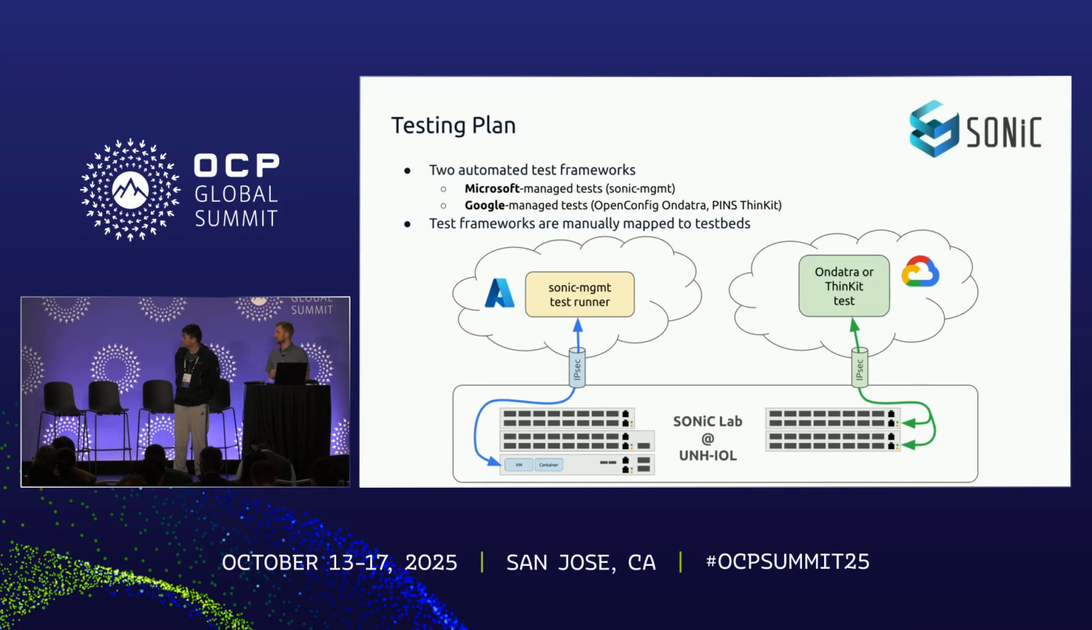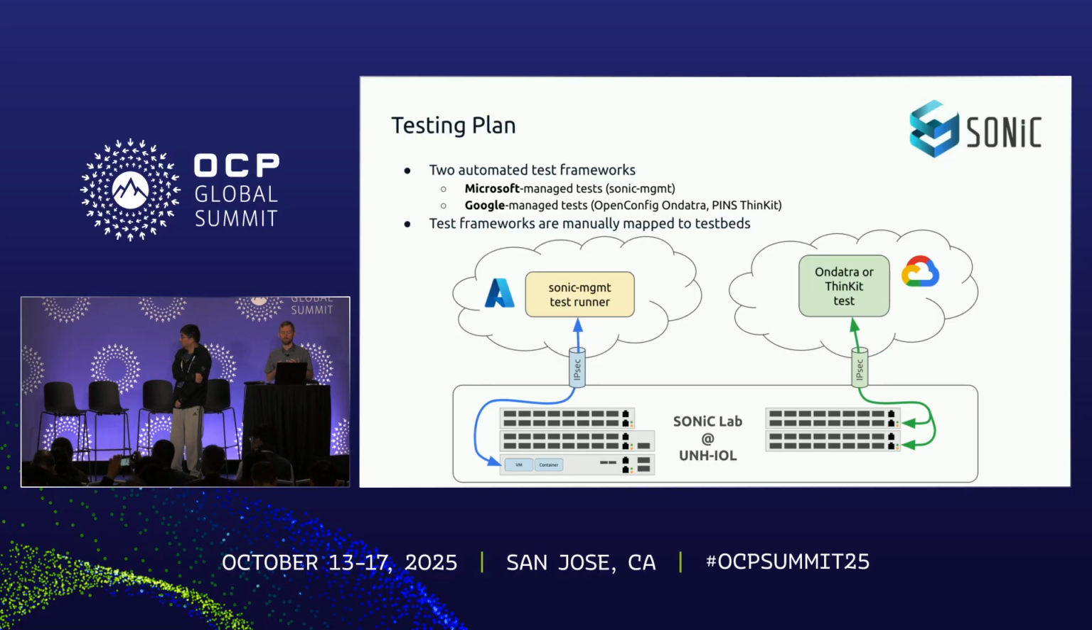So from a testing plan perspective, we currently have plans to hook up 2 automated test frameworks. The first is connecting Microsoft Azure pipelines and the SONiC management runners that run in those pipelines to the physical hardware lab over an IPsec tunnel. And then we also are establishing connectivity from GCP down to the test lab as well, where we're able to run the Ondatra and ThinKit-based tests.